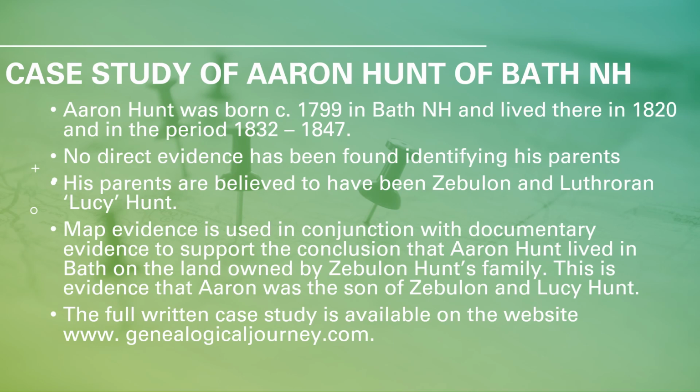He was born there in 1799 and lived there in 1820 and in the period 1832 to 1847. No direct evidence has been found identifying his parents. His parents are believed to have been Zebulon and Lucy Hunt. Map evidence is used in conjunction with documentary evidence to support the conclusion that Aaron Hunt lived in Bath on the land owned by Zebulon Hunt's family. This is evidence that Aaron was the son of Zebulon and Lucy Hunt.